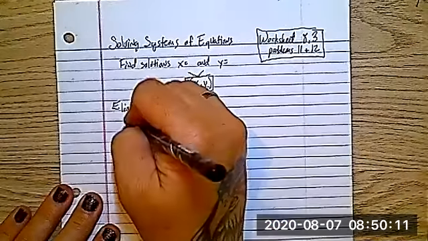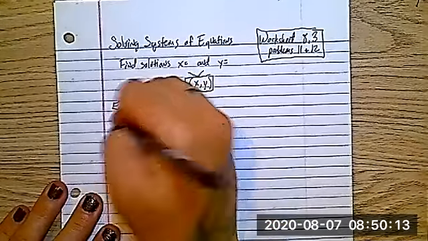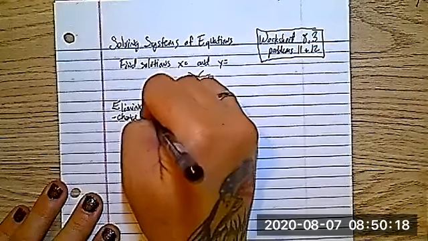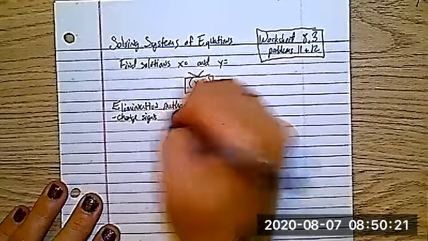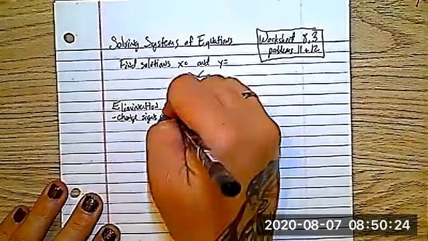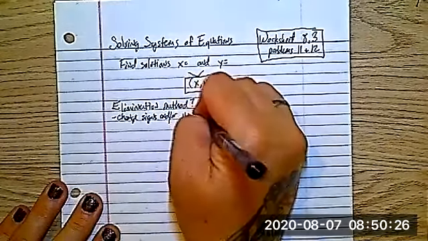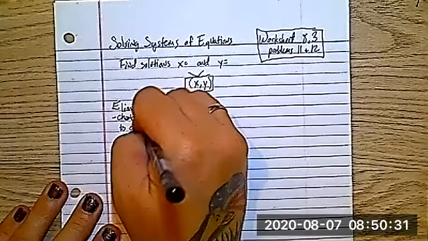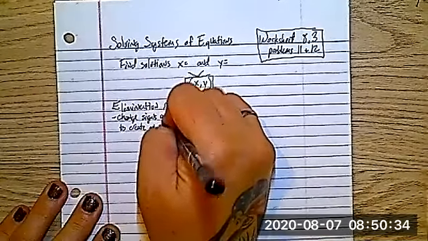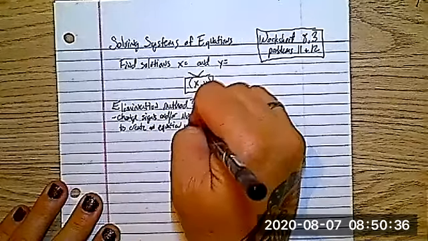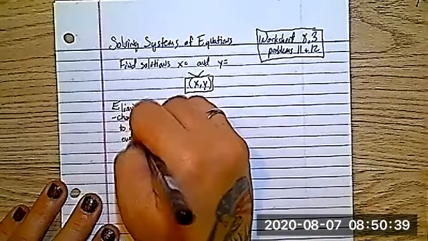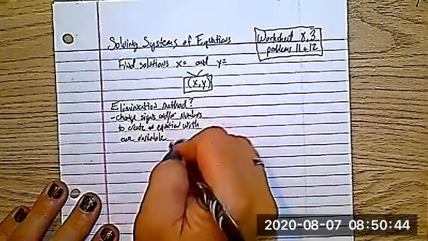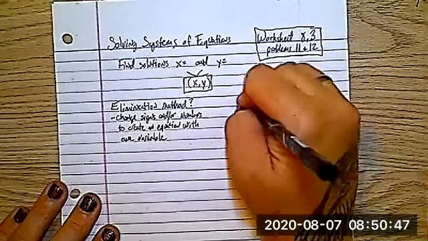So for the elimination method, you could change signs and or numbers to create an equation with one variable. That's the whole point. We want an equation with one variable. So for elimination, that involves changing the signs or the numbers. And then substitution.